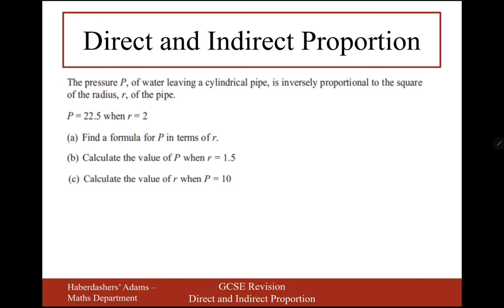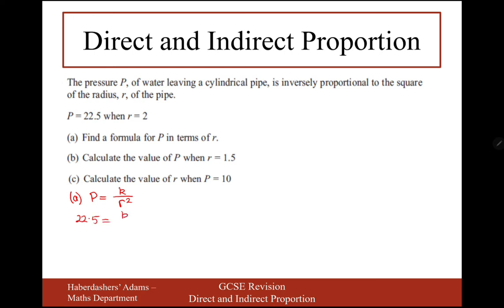Okay, the pressure P of water leaving a cylindrical pipe is inversely proportional to the square of the radius R of the pipe. So let's start off this question then. So it's going to be P equals inverse proportion square of the radius, so R squared. Let's substitute the values in.